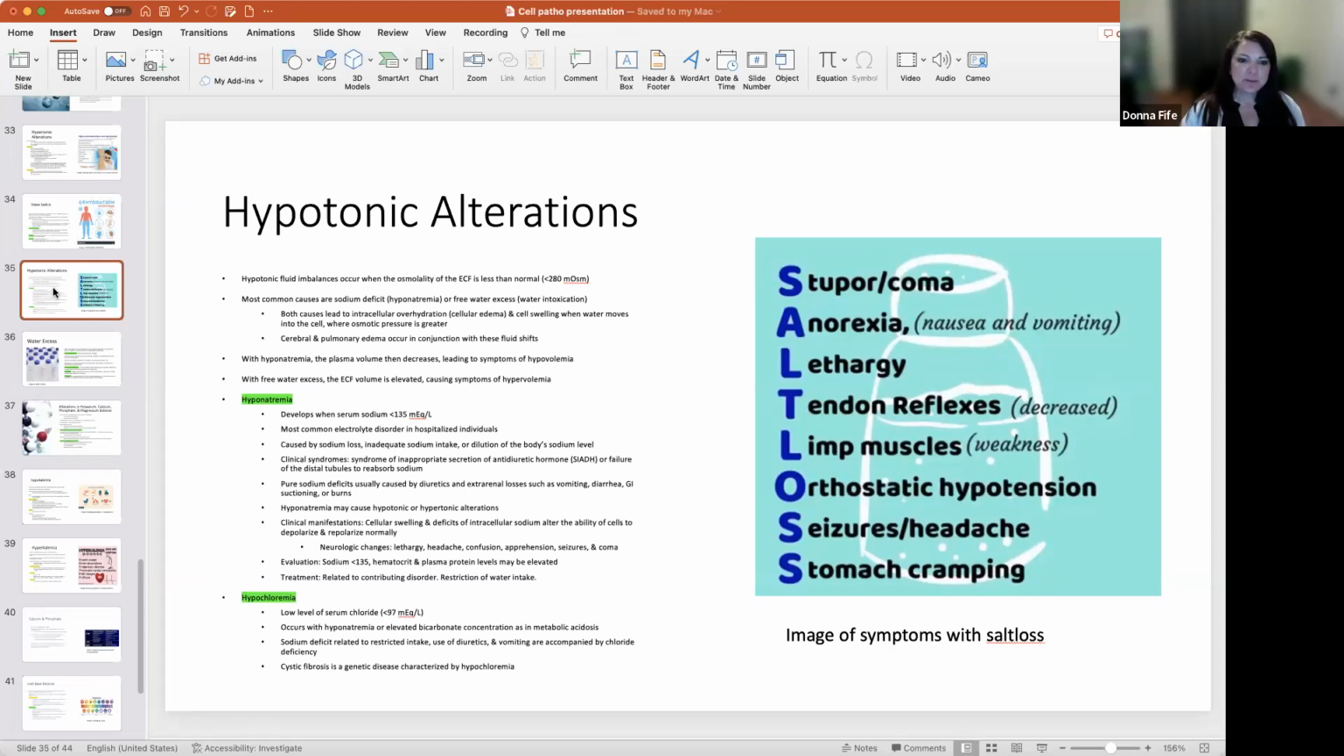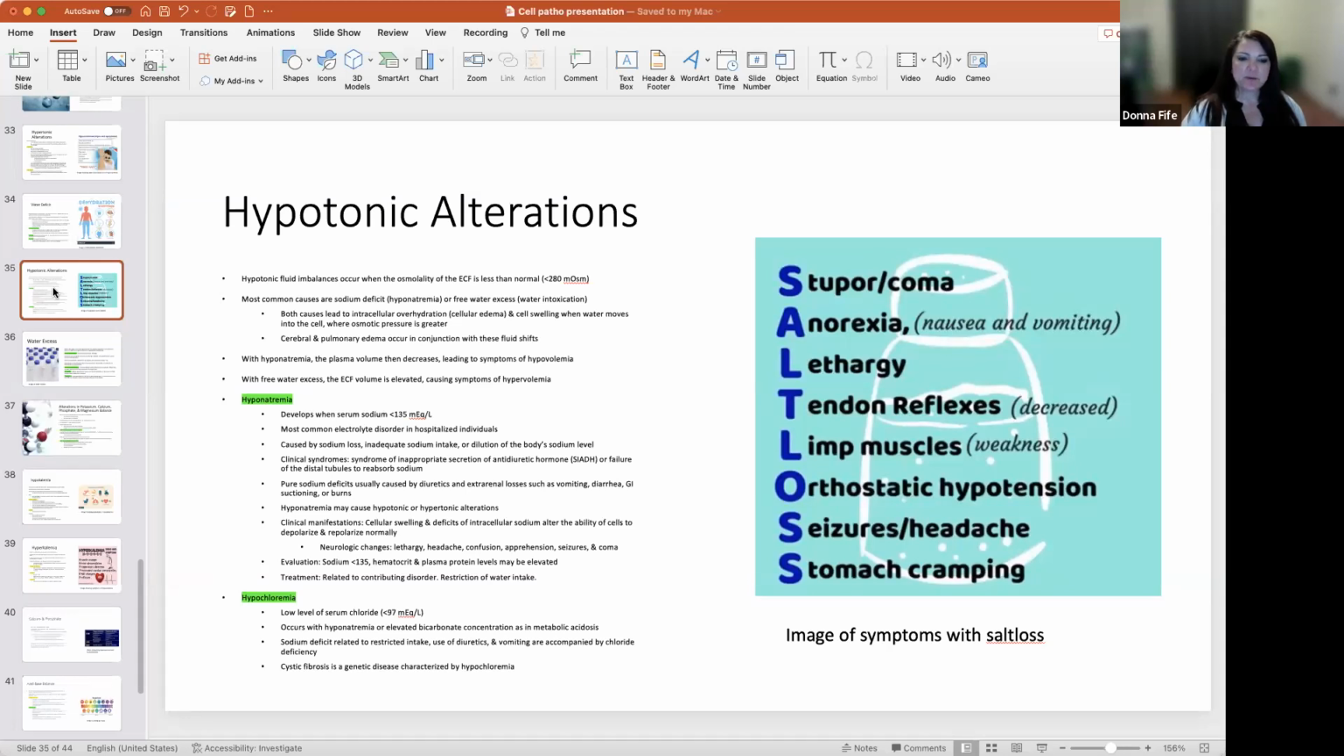Cerebral and pulmonary edema occur in conjunction with these fluid shifts. Now, with hyponatremia, the plasma volume then decreases, leading to symptoms of hypovolemia. And with free water excess, the ECF volume is elevated, causing symptoms of hypervolemia. With hyponatremia, the serum sodium level is going to be less than 135. This is the most common electrolyte disorder in hospitalized patients.